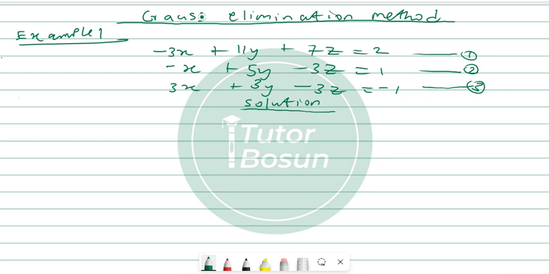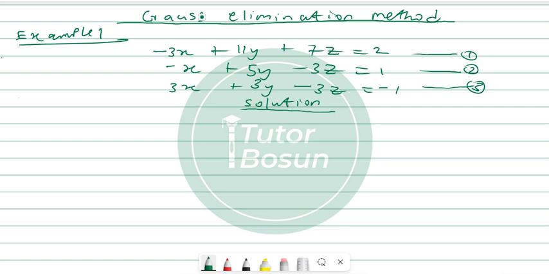Is minus 3. So you try to modify the rest of the equation so that it can match the coefficient of x in equation 1, so that you can easily eliminate that unknown, which is x. So how do we modify equation 2 so that it can be uniform with equation 1 in terms of the unknown x?